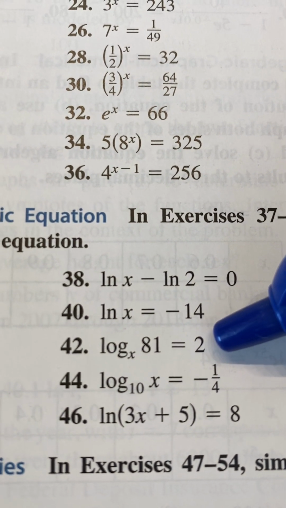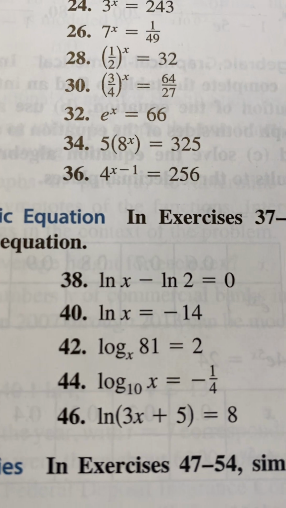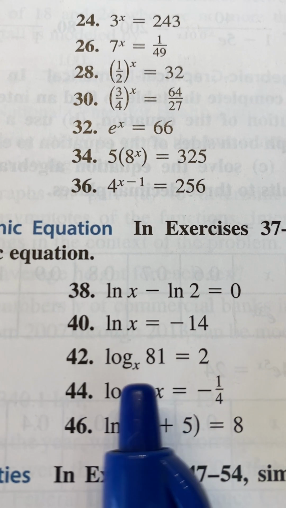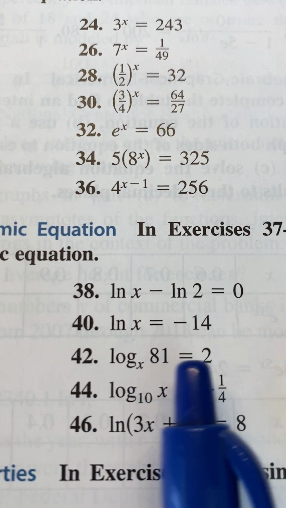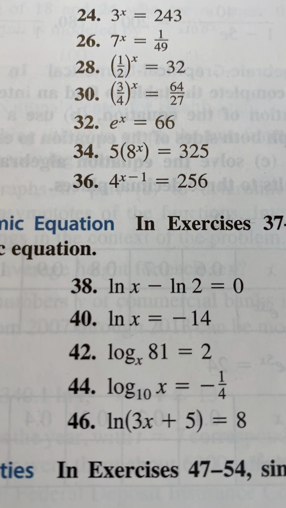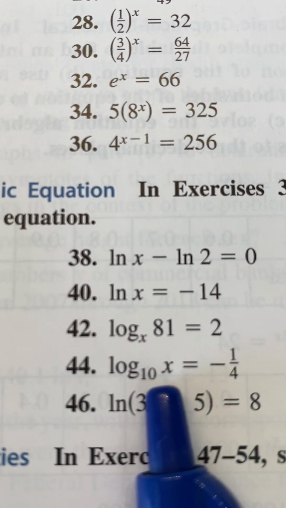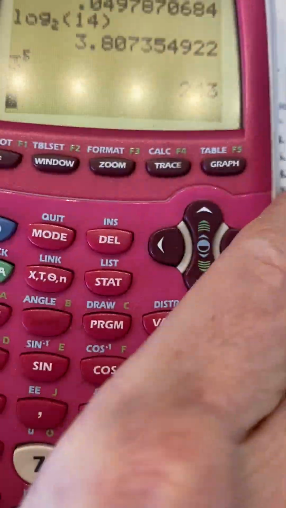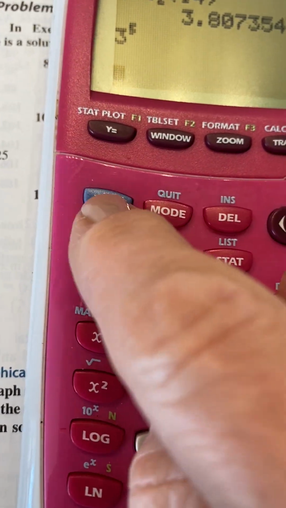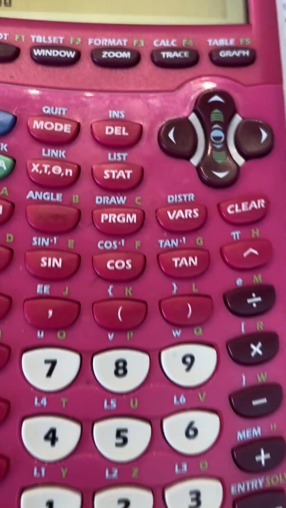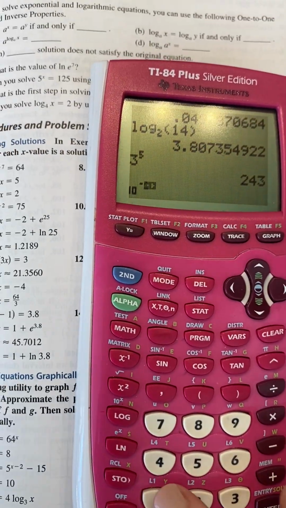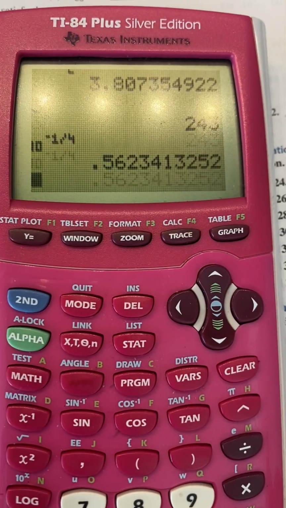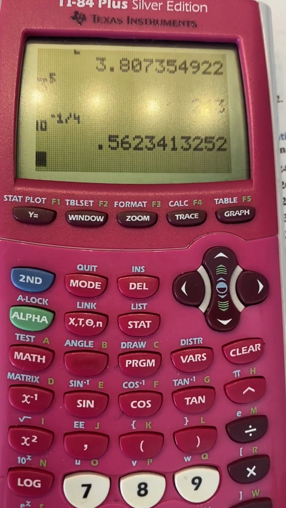All right. Oh, this one's interesting. How would you do this? I think what I would do is I would use the definition of logarithm, and I would go x to the 2, x squared equals 81. Then that's pretty easy. You could do this here as well, 10 to the negative 1/4. How do you do 10 to the negative 1/4? Well, you do have this 10 to the x button, which you could use. 10 to the negative 1 divided by 4. And then enter, and there you go. That's 10 to the negative 1/4.